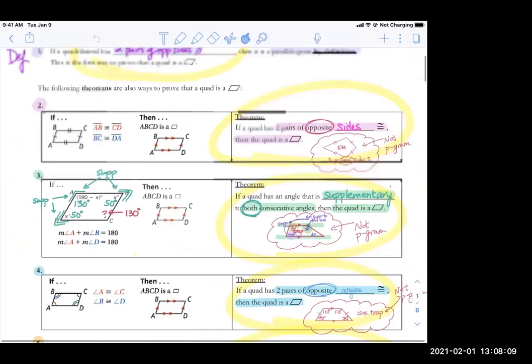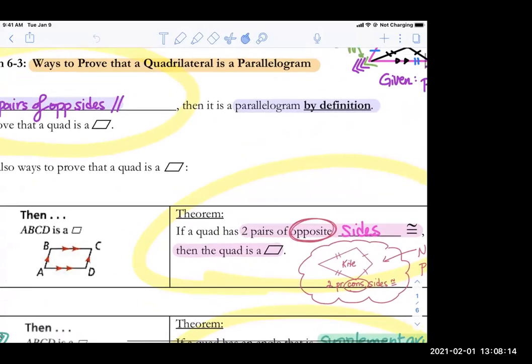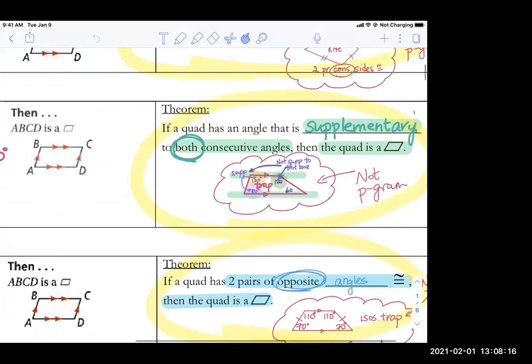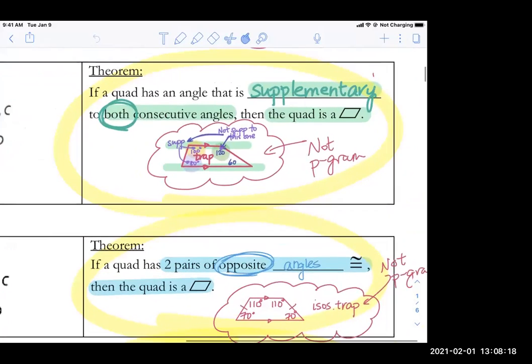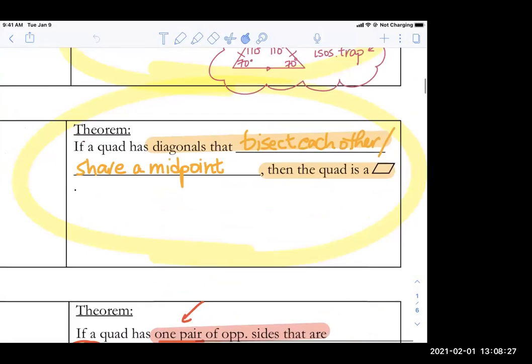Now again, remember that there are two of them that have to do with sides: two pairs of opposite sides parallel, two pairs of opposite sides congruent. There are two that have to do with angles: one angle supplementary to both consecutive angles, or two pairs of opposite congruent angles. And then one with diagonals, which is just that they bisect each other, meaning they share a midpoint.